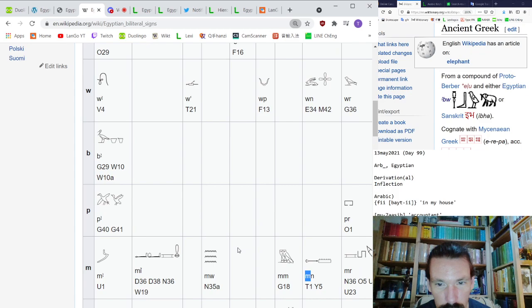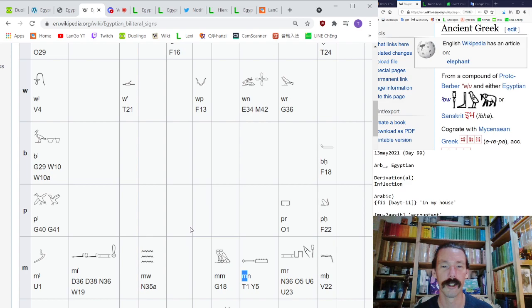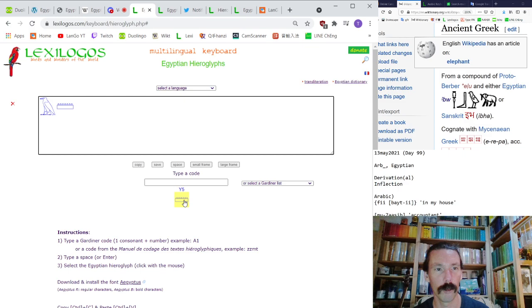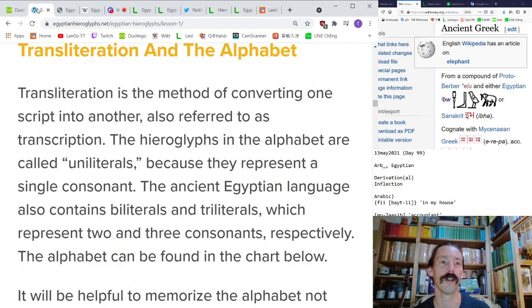So that's Y5, that Lego brick. Let's verify that. Y5? Por que no? My Lego brick. So look, it's usable both ways. So this sign has a phonetic meaning, whereas the god determinative would not. That's just to represent the concept. Pretty cool.